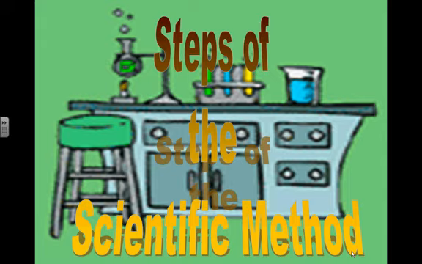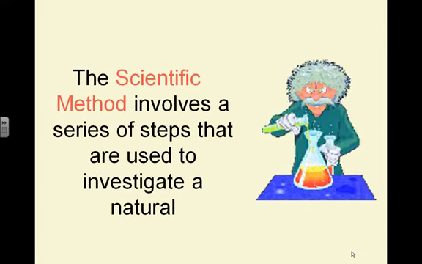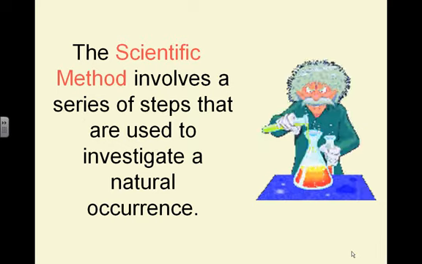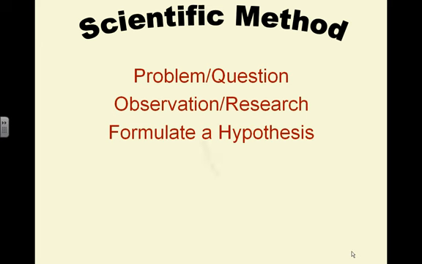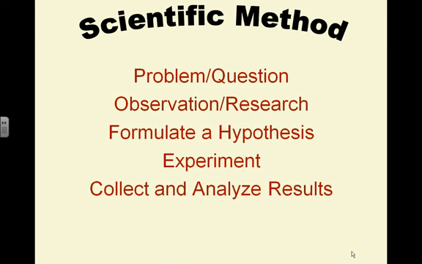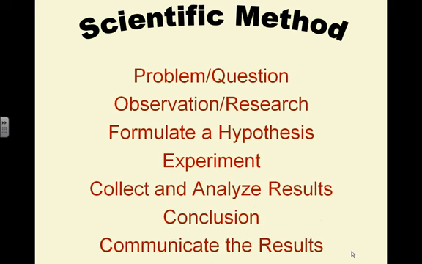So let's start off with the PowerPoint steps of the scientific method. The scientific method involves a series of steps that are used to investigate natural occurrences. What you want to be aware of is first that there always has to be a problem. Then there's observation. You formulate a hypothesis. You then do experimentation for that hypothesis. You will then collect and analyze your results. And then there is a conclusion. Once you have a conclusion, you communicate the results to your peers.